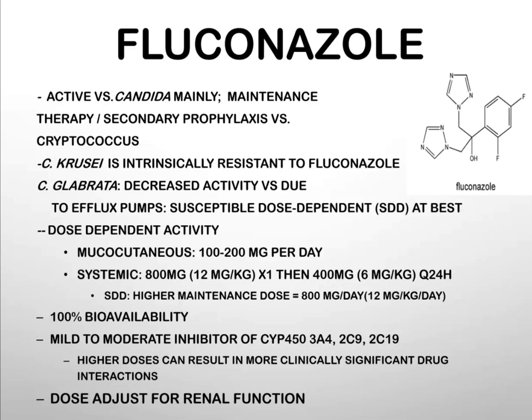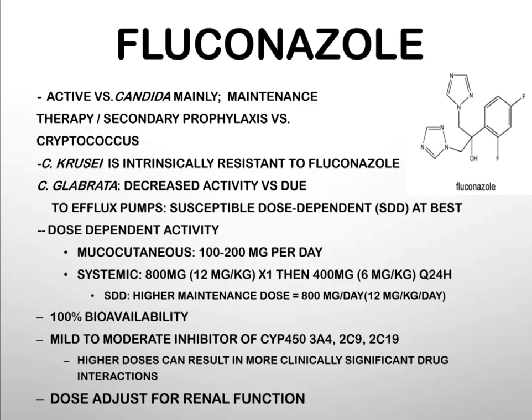Fluconazole has dose-dependent activity, so we can get by using doses as low as 100 to 200 milligrams per day for relatively mild mucocutaneous infections, but for more systemic infections, we want to load with 12 milligrams per kilogram or 800 milligrams times 1, and then 6 milligrams per kilogram or 400 milligrams Q24 thereafter in adults. When we're treating a Candida glabrata infection with fluconazole, we're going to need the higher maintenance dose, so typically 800 milligrams per day or 12 milligrams per kilogram per day.